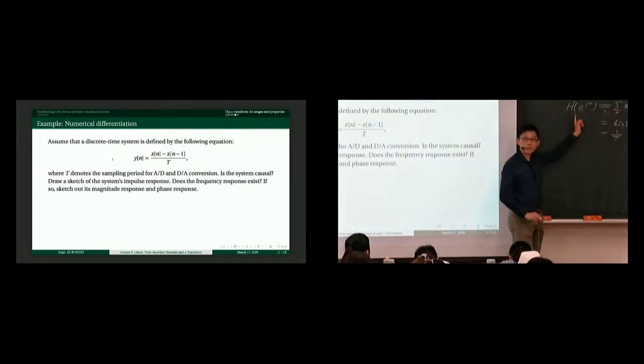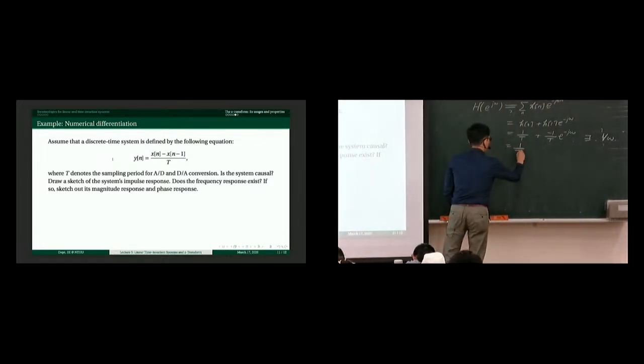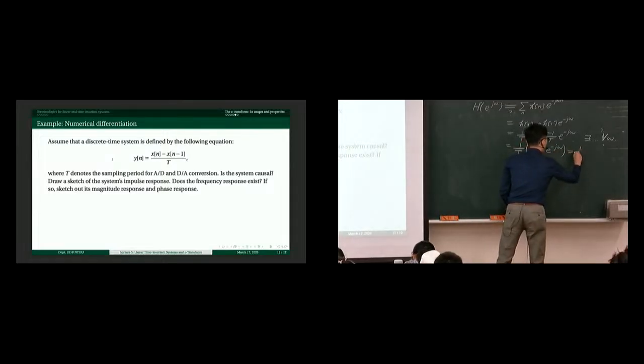Now we have an explicit expression for H, right? So all we need to do for the magnitude response. How do we calculate the magnitude response? Maybe a bit of organization. Let's put 1 over t right here, and we have 1 minus e to the minus j omega, which equals 1 over t.